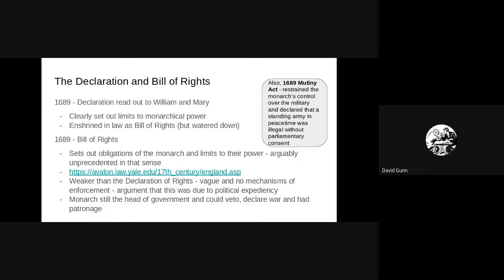constitutional settlement, which, as it says here, restrained the monarch's control of the military and said that a standing army in peacetime was illegal without parliamentary consent. So again, this has been an issue for Parliament and the earlier Stuart monarchs, and this is tying up those loose ends. So you should really be thinking about, to what extent is this revolutionary? To what extent is this really a shift in the balance of power? Or is it something that's done quite quickly for political reasons? William needed to justify his reign and just needed to get going.